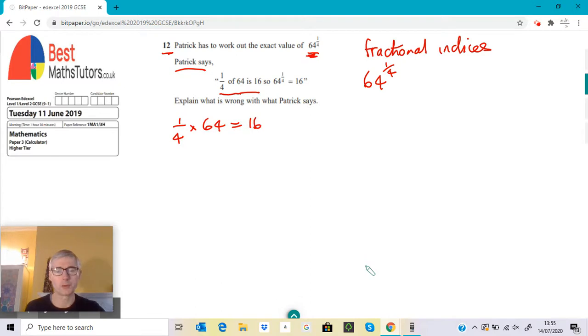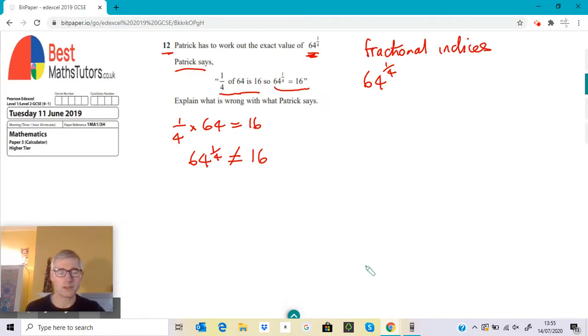So that's true. But then what he's gone on to say is, if this is true, it is also the case that 64 to the power 1/4 would give us 16. But in fact, Patrick's wrong, and we've got to explain why. We can show that it's not equal to 16 by putting a little line through the equals. That's some mathematical notation there. That means 64 to the quarter is not equal to 16. So we're going to look at why it is not equal to 16.